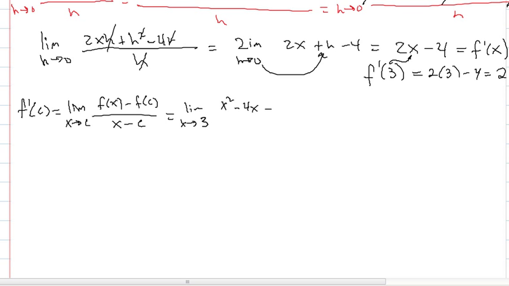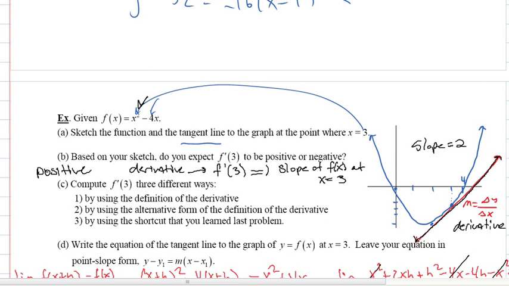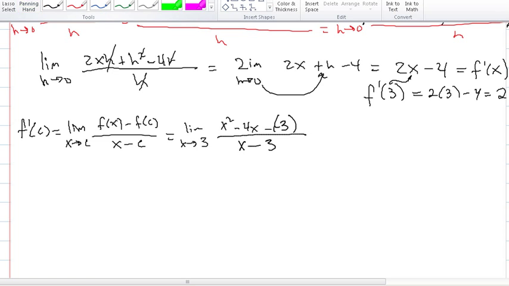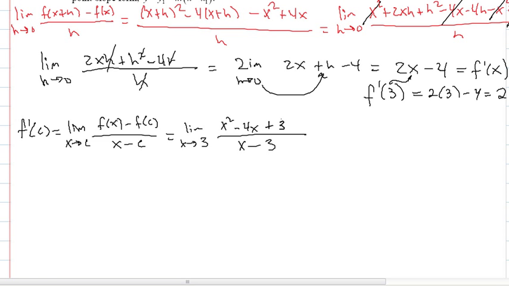Plugging 3 into our function gives me 3 squared minus 4 times 3, which is 9 minus 12, that is negative 3. It's minus negative 3, so that actually becomes a positive 3. Let me change that to a positive 3. If I apply the limit right now, I'm going to get 0 over 0, so I need to factor.